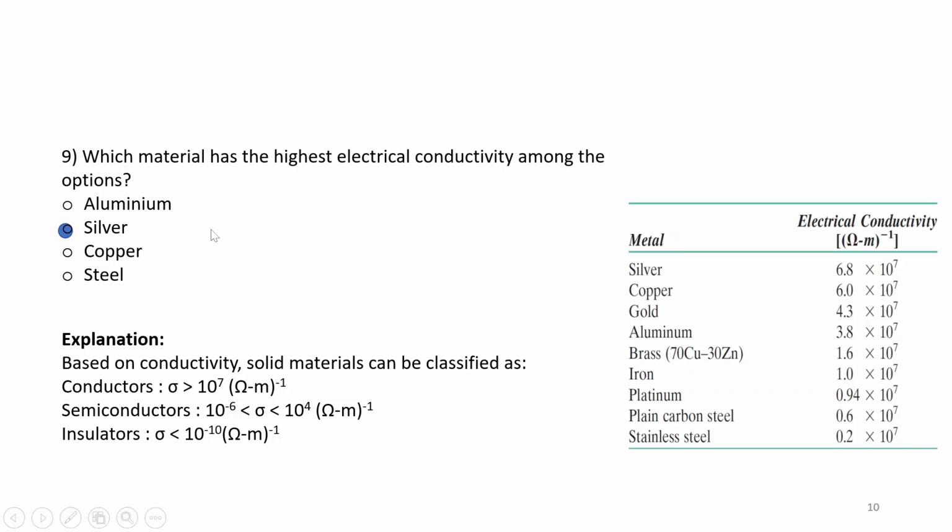Okay, so based on conductivity, solid materials can be classified as conductors having conductivity higher than 10 to the power 7 inverse ohm meter, semiconductors having between 10 to the power minus 6 to 10 to the power 4, and insulators lesser than 10 to the power minus 10.